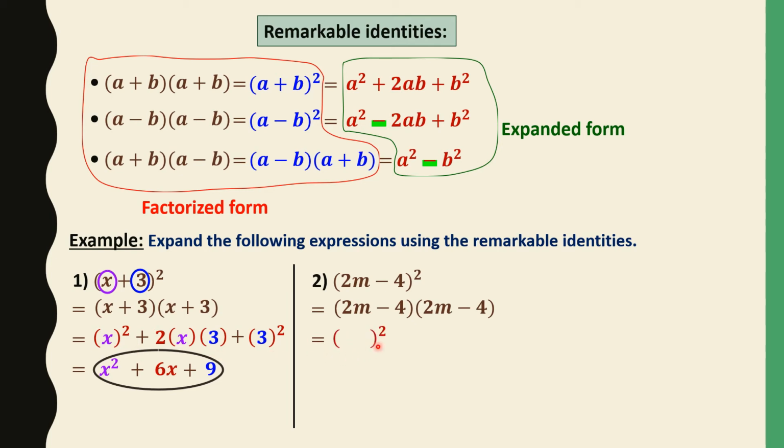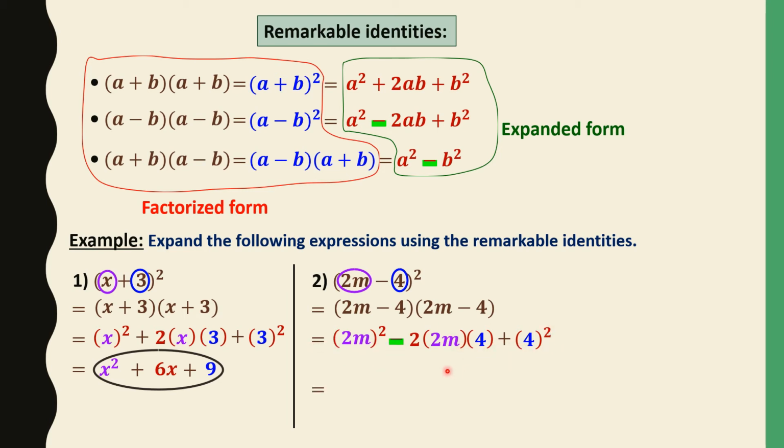So we write parenthesis squared minus 2 parenthesis parenthesis plus parenthesis squared. So here a is 2m, so inside these parentheses we write 2m, and b is 4, so we write 4 inside the second parenthesis squared, and here we write negative 2ab, we write 2m into 4. And 2m squared minus 2 into 2m into 4 plus 4 squared is the expanded form.